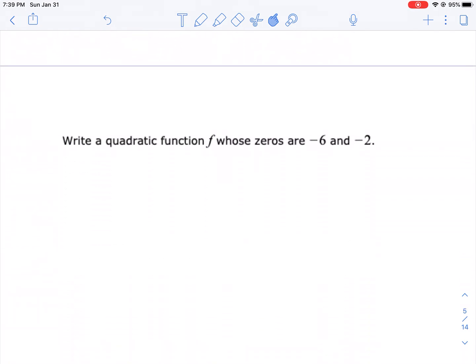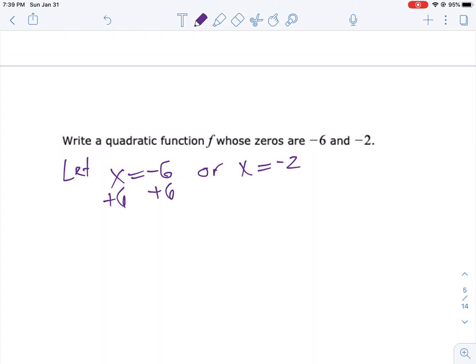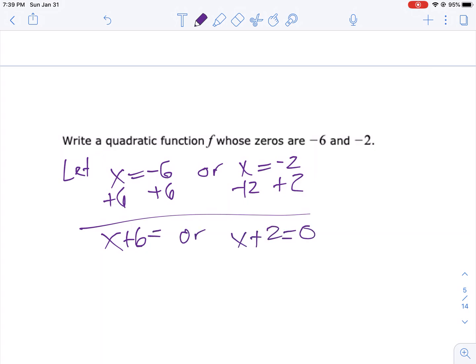This question is just backwards. I told you the answer. I want you to write the function or the equation that will give me that answer. So let's do this. Let's let x equal to negative 6 or x equals negative 2. I want to make it equal to 0, so I'm going to add 6 to both sides. And this one I'm going to add 2 to both sides. So I get x plus 6 equals 0 or x plus 2 equals 0.